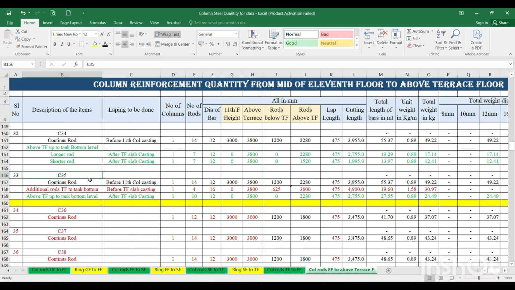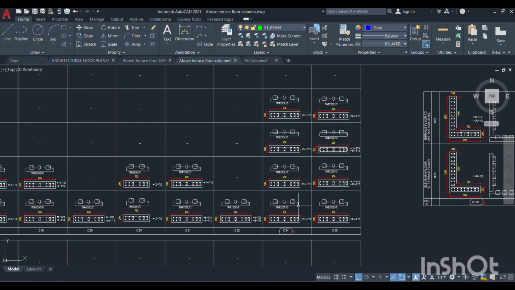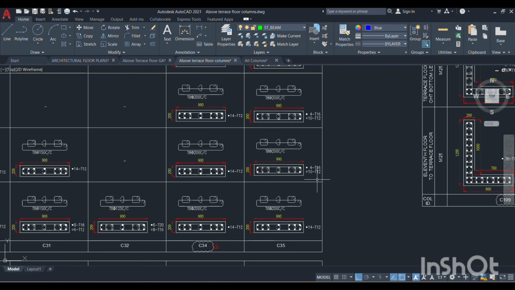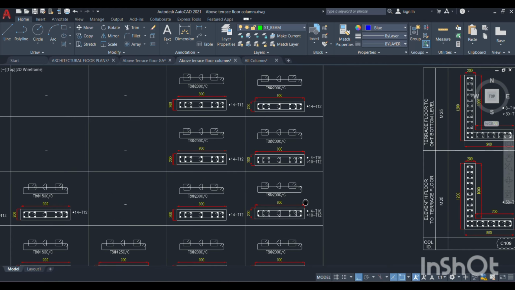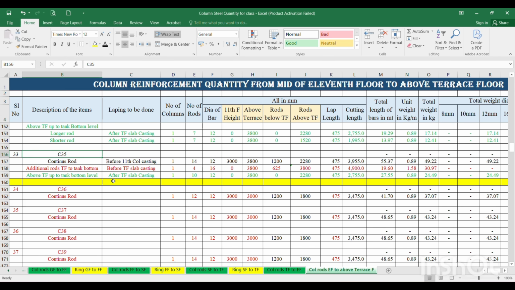And next, column number 35. Column number 35 is also the same as this one, the same as C34. The only difference here is it is the same 40 number of 12, and at the last also 40 number of 12 is there. From terrace floor onwards, only 416 is being added. Only those 416 are added over here.